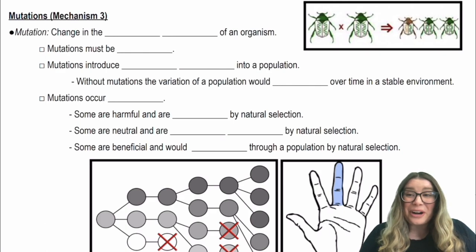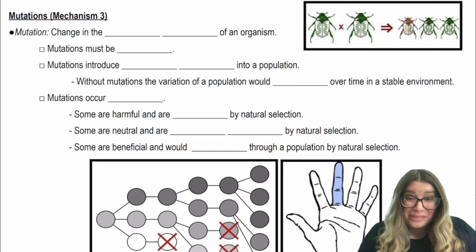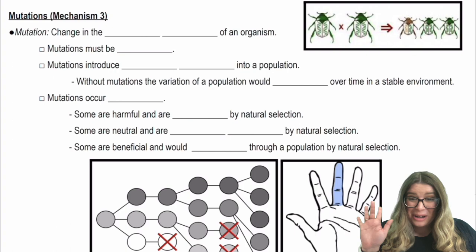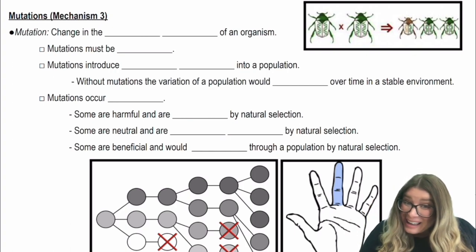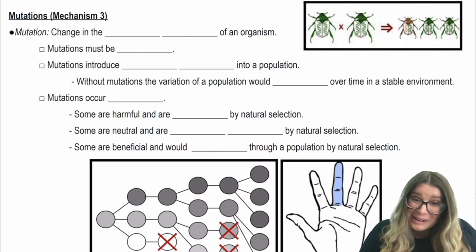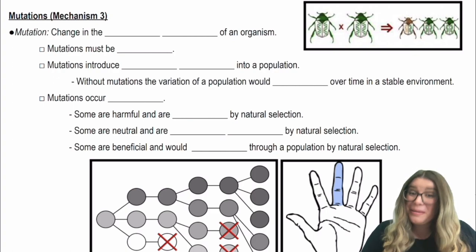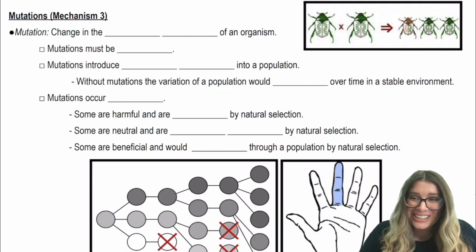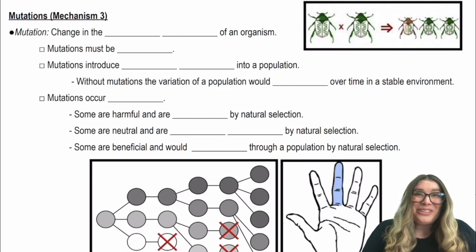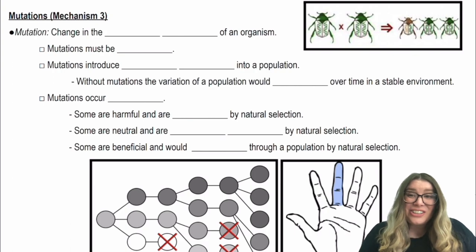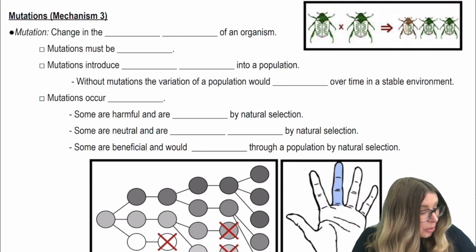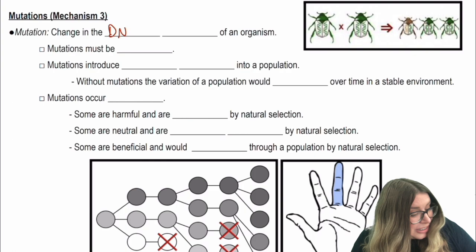We're going to talk about our third mechanism for evolution, which is going to be mutations. Now, third mechanism, we're going to be talking about our third finger, our middle finger. Middle starts with M, mutations start with M. So I like to think M, middle finger, mutations. And a mutation is a change in the DNA sequence of an organism. So we're changing the DNA.